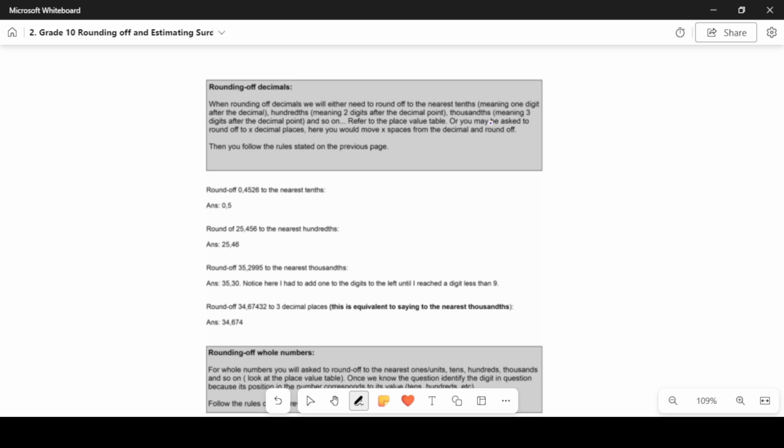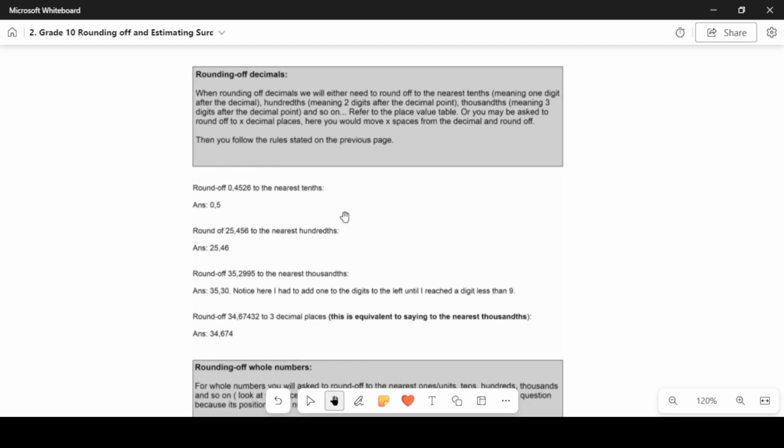Or you may be asked to round off to x decimal places. Here you will move x decimal places from the decimal and round off. Right, so I will elaborate on this idea. So let's look at the first example. Round off to the nearest tens.